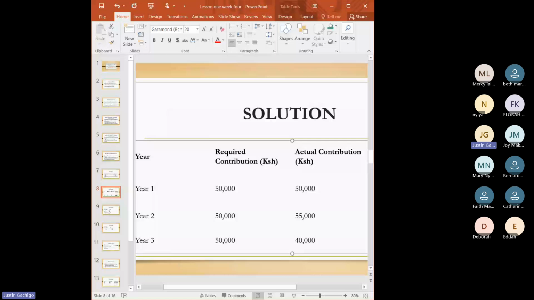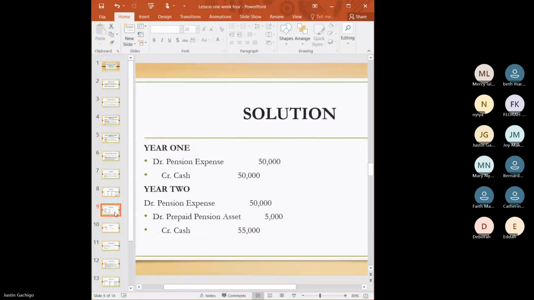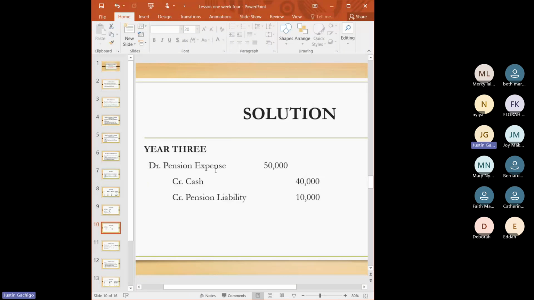Remember, everything in this column goes to the P&L. The required contribution, what you are supposed to pay, goes to the P&L. Here, the actual contribution goes to cash. If it is over, it is cash and prepaid. If it is less, like this 40, we'll have a liability. Pension expense 50, what we actually contributed is 40, and then we have a liability of 10.